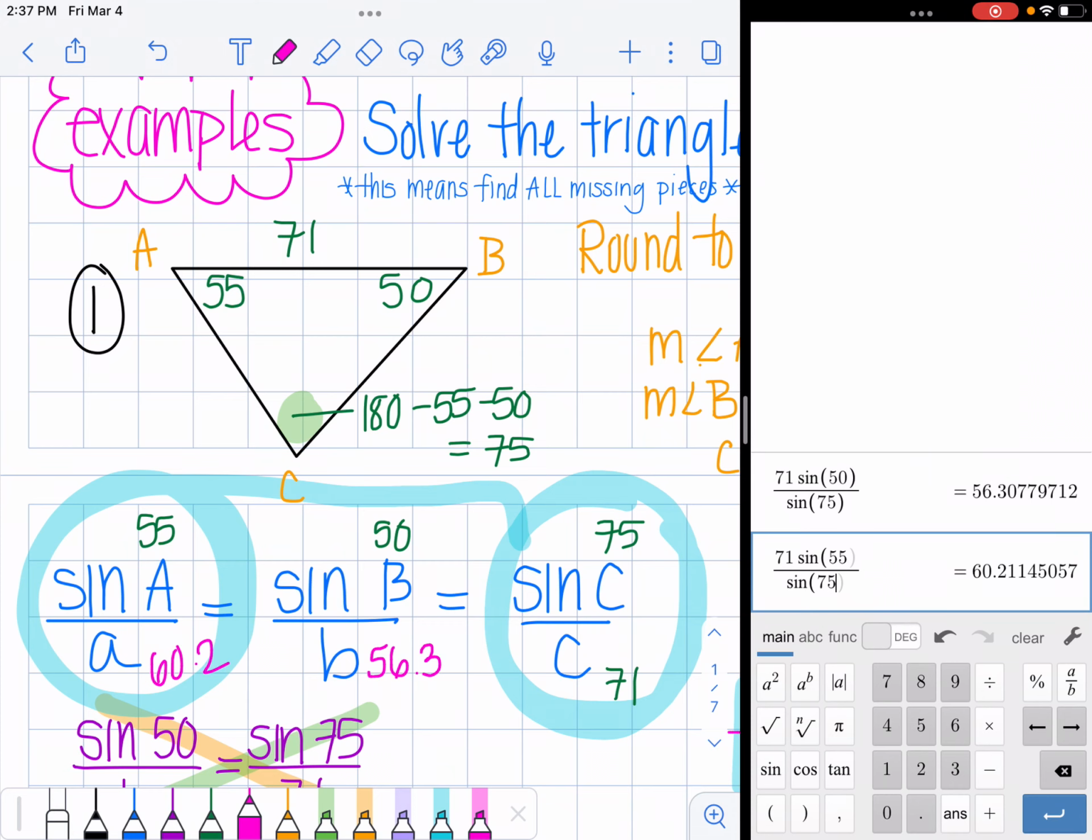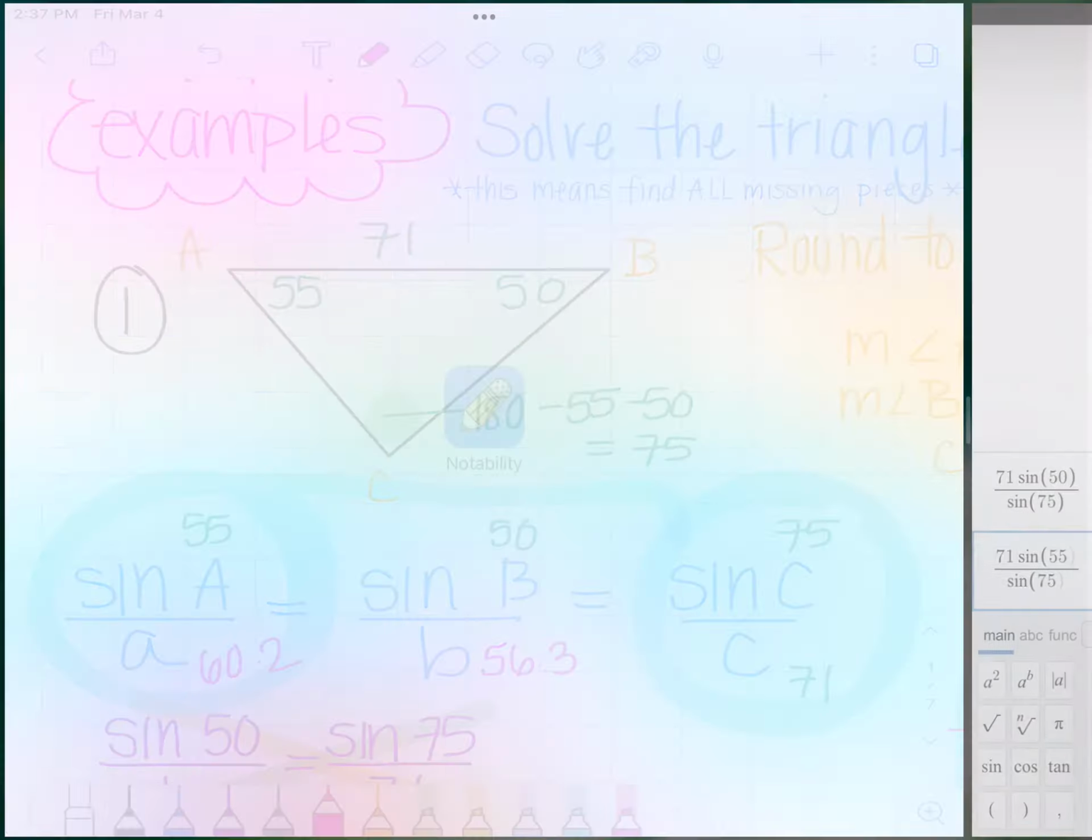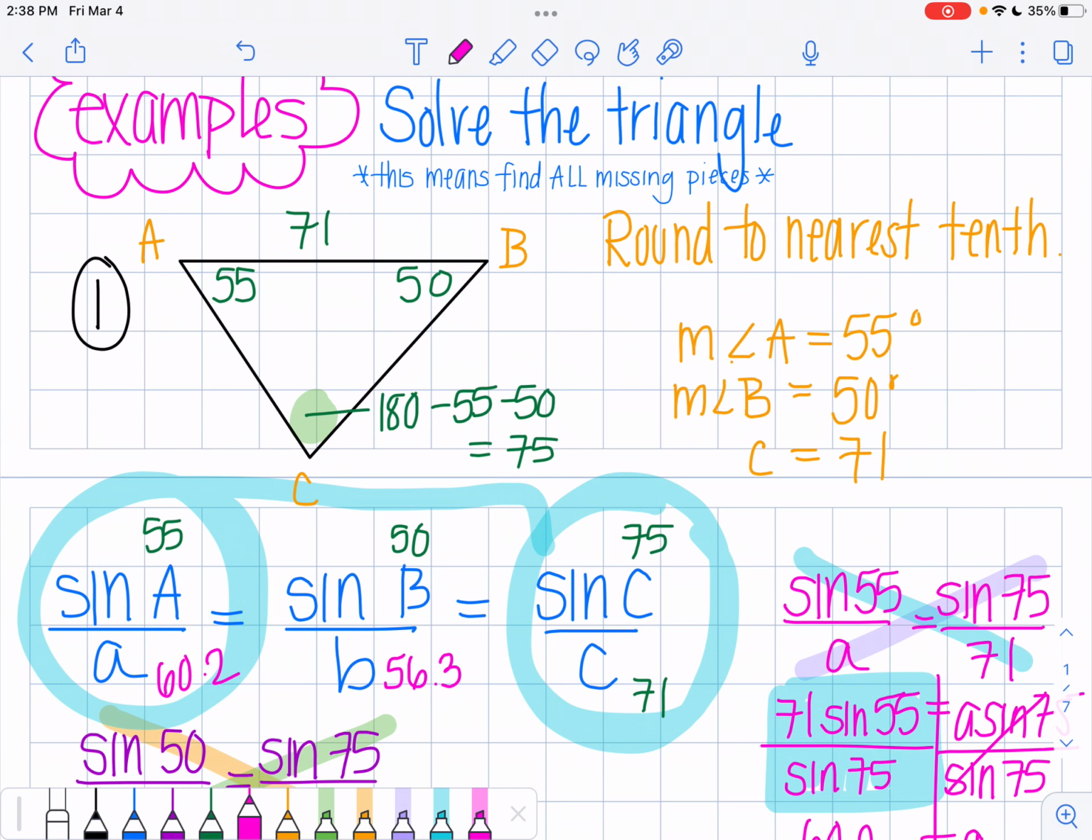A lot of times they're going to have you write out all your answers. So you would say, up here, that little a is equal to 60.2, just so your answers are organized. Little b is equal to 56.3, and angle C is equal to 75, just so we have all of our answers in one area. Okay, so there's my first problem.